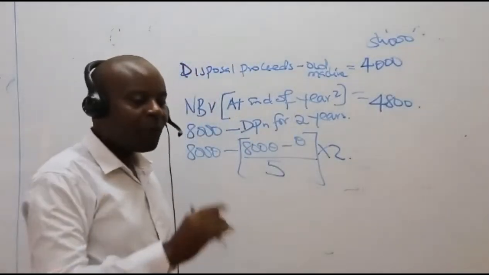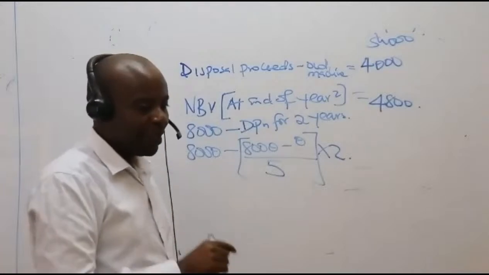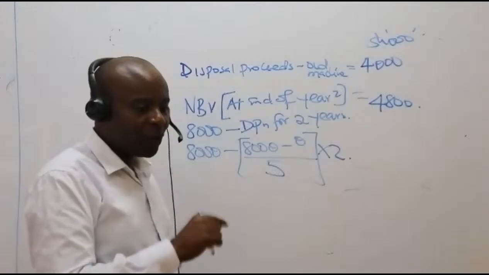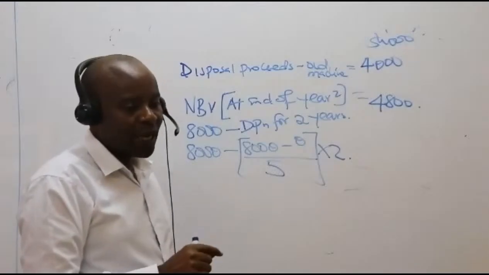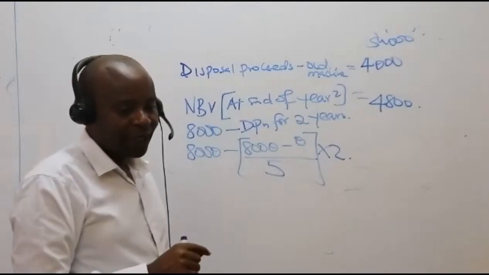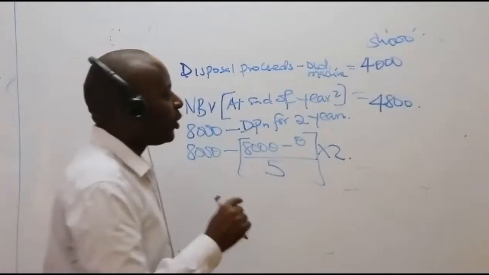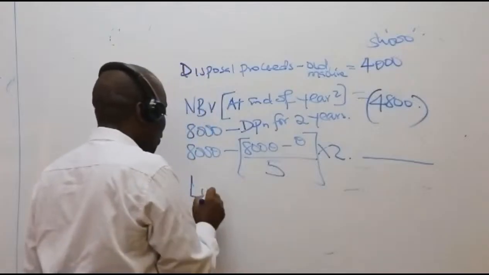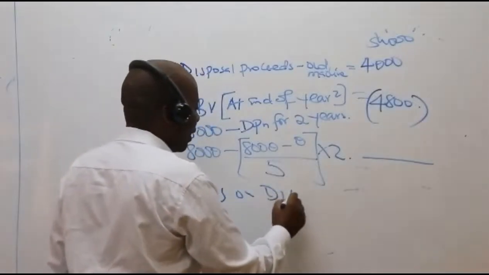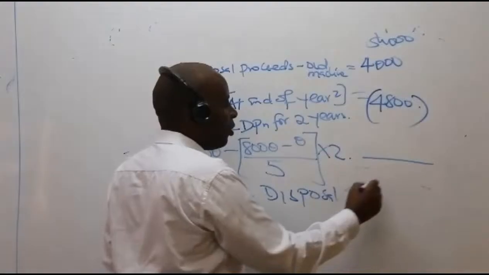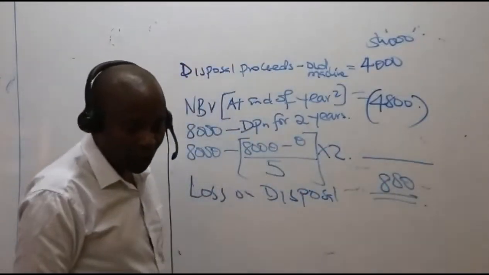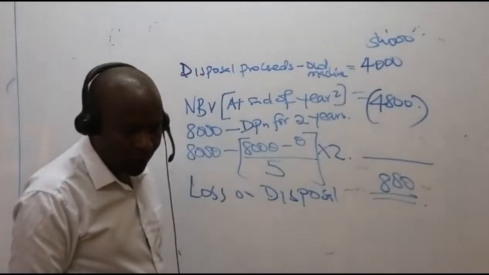Or 3.2 is accumulated depreciation. So 8,000 minus 3,200, that gives us what here? 4,800. So then, ladies and gentlemen, in this case, what do we have? We have a loss on disposal. A loss on disposal of how much here? Of 800. We have a loss on disposal of 800.